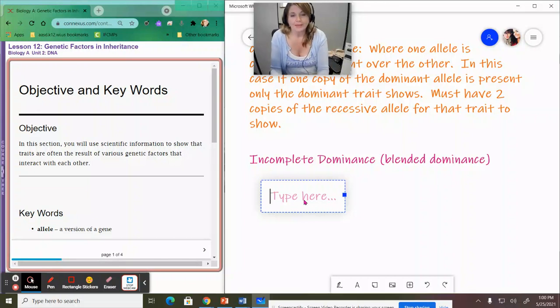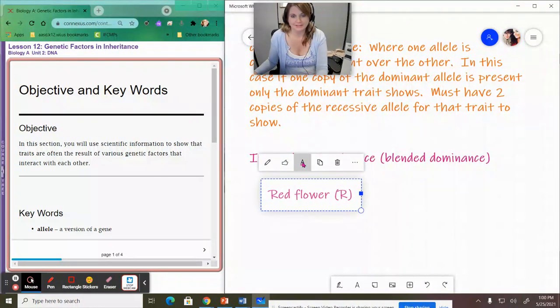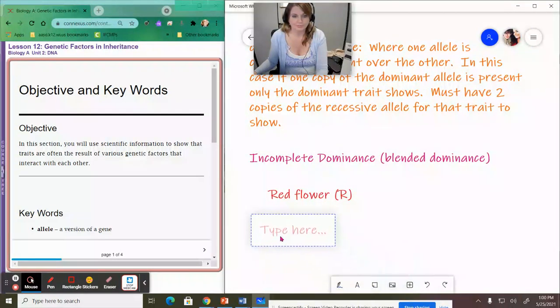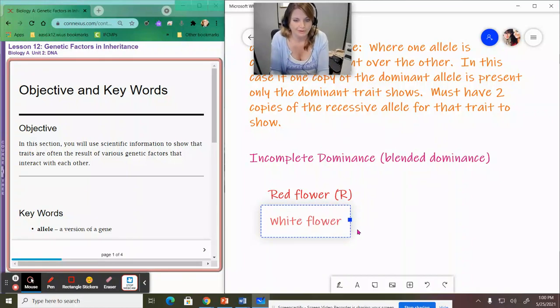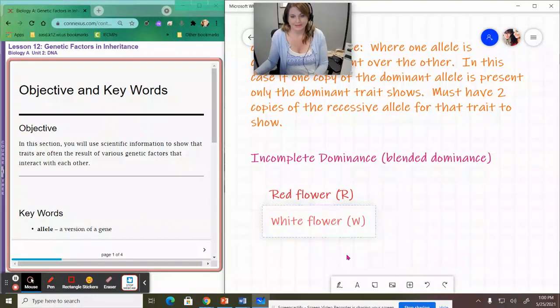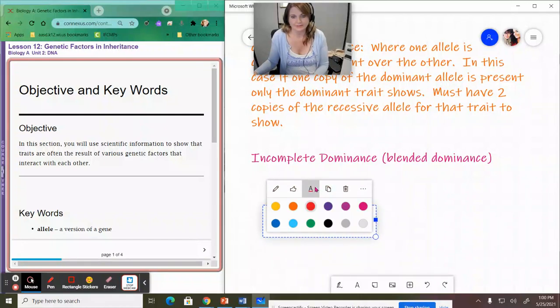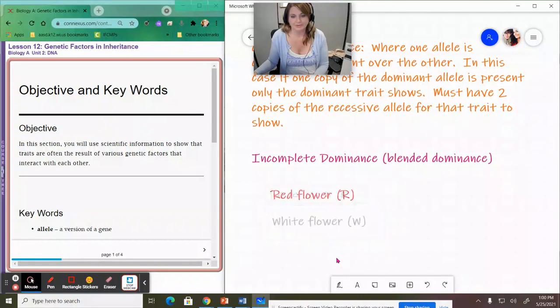So for example, if you had a red flower, we would use the capital R to represent that allele. Okay, let's aptly make this red in color. And if we have over there a white flower, you can't really have a white color. We use the capital W to represent the white flower. I'm going to color this a very light gray because I can't make it white or it would disappear.